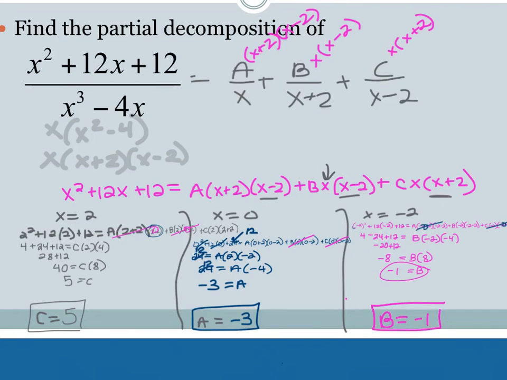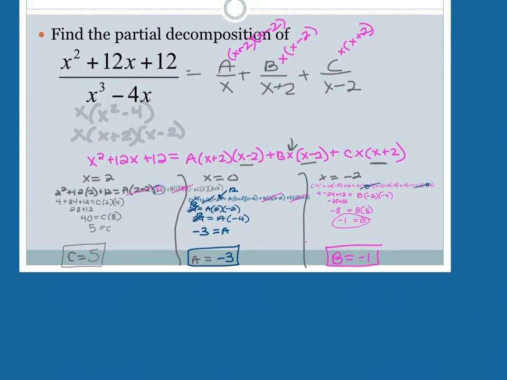All right, so to get to the C, I plugged in 2, I got C was 5. To get to the A, we plugged in 0, we got -3. To get to the B, we plugged in -2, and we got -1. Everybody with me so far? Yeah? All right, so now my answer, A, which is the 1 over the x, gets the -3, so this would be -3 over x, plus B goes in the top of the x plus 2, which means the negative comes out front, -1 over x plus 2. And then C gets the 5, +5 over x minus 2.